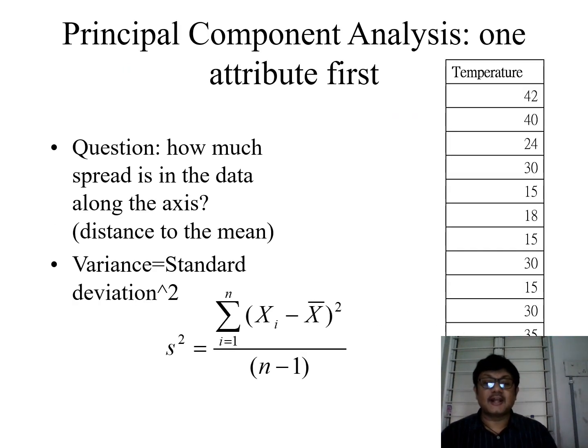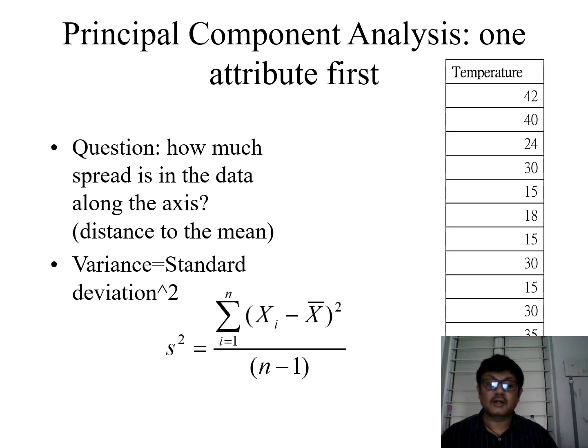For principal component analysis, we need to first understand one attribute. For example, we need to pose a question: how much spread is in the data along the axis? That means how much distance to the mean. For example, variance, we can calculate the variance as standard deviation squared. Here, what is S square? That is nothing but variance.